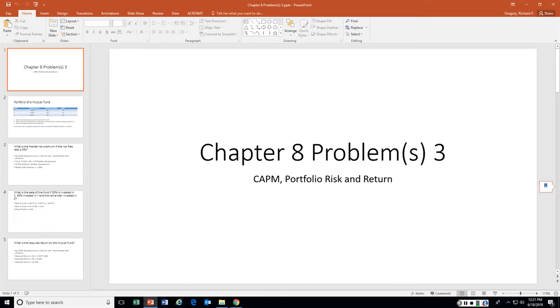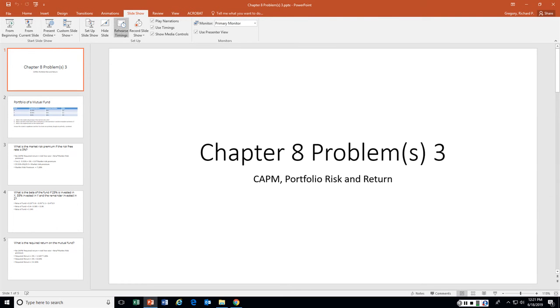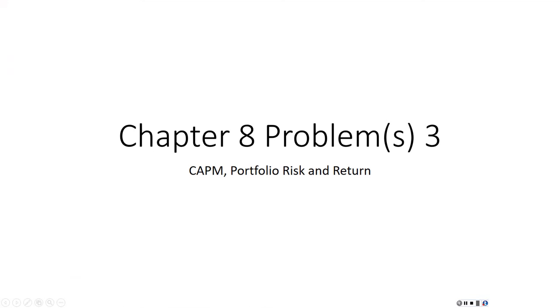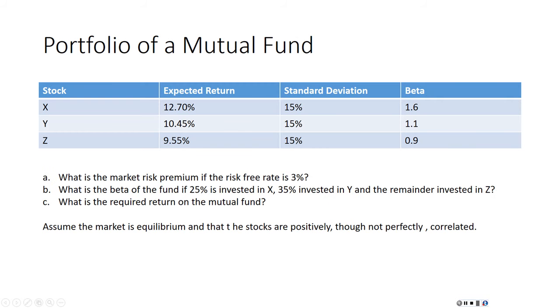Okay, in this video we're looking at a problem involving the CAPM, portfolio risk, and return. We have a mutual fund that's invested in three stocks. Stock X has an expected return of 12.7% and a standard deviation of 15%. The beta on Stock X is 1.6.